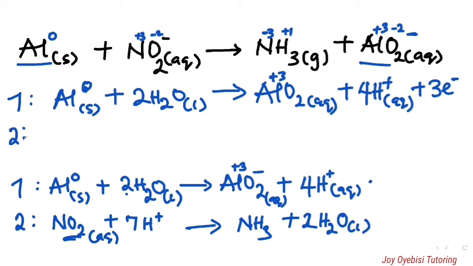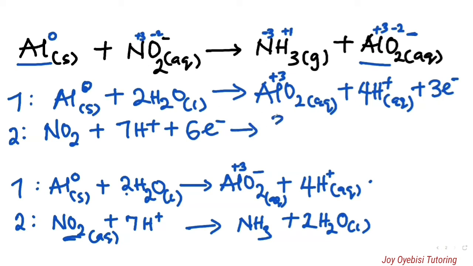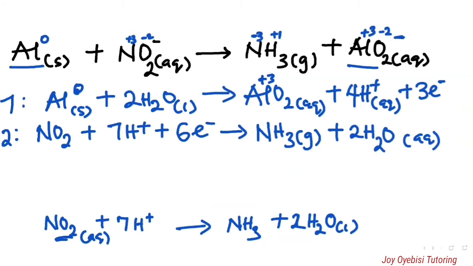Now I go over to the 2. I have NO2 plus 7H plus. Now note, I have 3 plus on this side and negative 3 on this side, which means I need to add whatever I'm adding to the left-hand side because that's my higher oxidation state. So I'm going to be adding 6 electrons here. This is because 3 minus 6 is going to give me negative 3, which is what I have on my right over here. Okay, so I have negative 3 over here, which makes sense. So with that, I have my oxidation states balanced on both sides and on both equations.